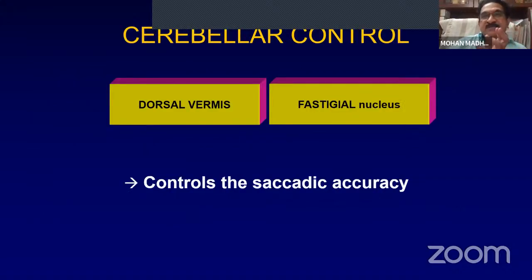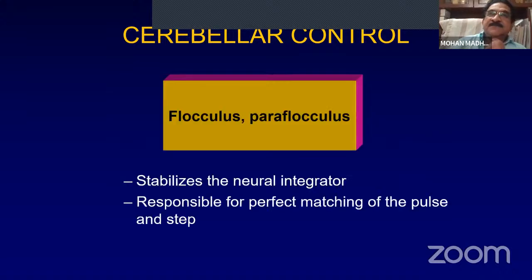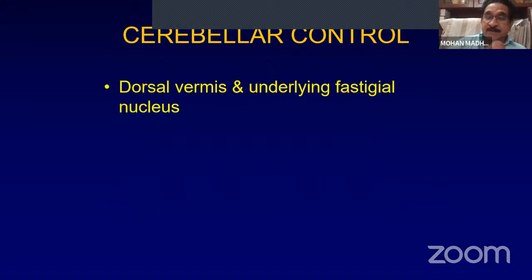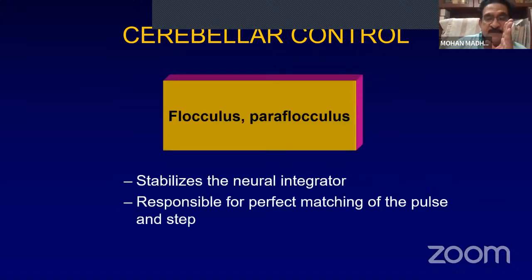As far as this control is concerned, the cerebellum has two controls on the saccade system. One is controlling the saccade accuracy, where we are interested. That explains the abnormalities of saccade dysmetria. Here, the parts of the cerebellum involved are the dorsal vermis and the fastigial nucleus. The other is the flocculus and paraflocculus, which stabilize the neural integrator. That is why a lesion of these causes nystagmus, with the eye drifting away from the eccentric position, and they are responsible also for the perfect matching of the pulse and the step, so lesions result in hypermetric and hypometric saccades, and the waning of ill-sustained saccades.